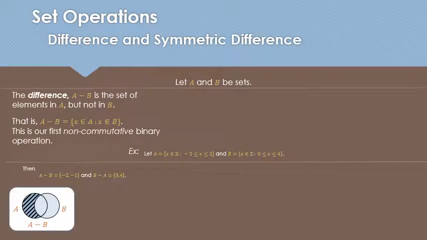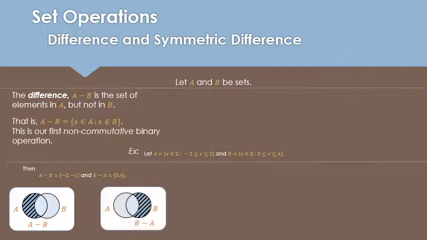What this looks like in terms of Venn diagrams is this. Here's A, here's B, here's A minus B, the stuff that's in A but not in B. And here's B minus A, the stuff that's in B but not in A.